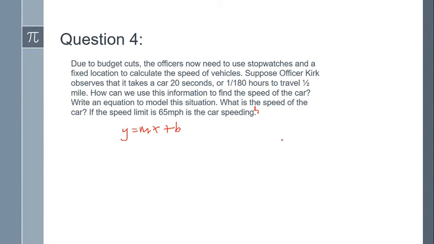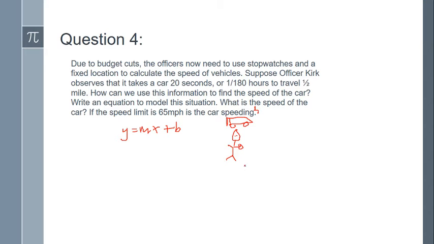Alright, so basically I like to draw a picture when trying to figure these things out. So let's say here's Officer Kirk on his motorcycle. Yay, there's Officer Kirk. He doesn't have his radar gun this time, right? So he just has a stopwatch. And so what's happening here is, he's standing next to the freeway, and a vehicle passes him. And right as the vehicle passes him, he starts his stopwatch.